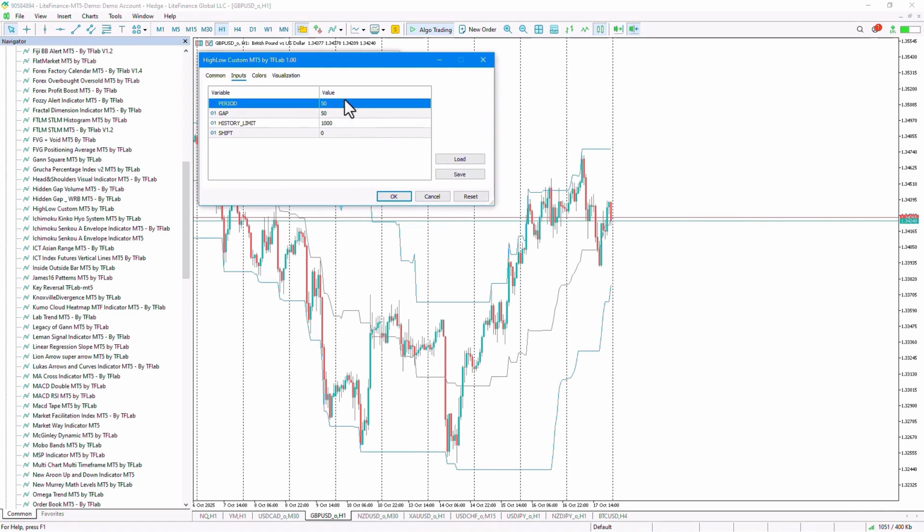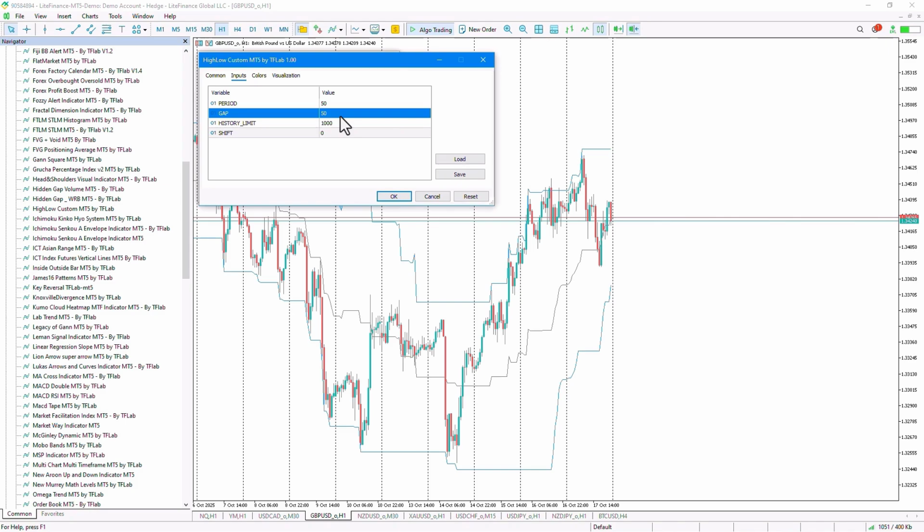In the first input, we can set the number of candles in the chart's history to be analyzed for identifying the most recent pivot low or high. We can use this section for that purpose. In the next parameter, we can specify the distance between the low level and the most recent pivot low, as well as the high level and the most recent pivot high.